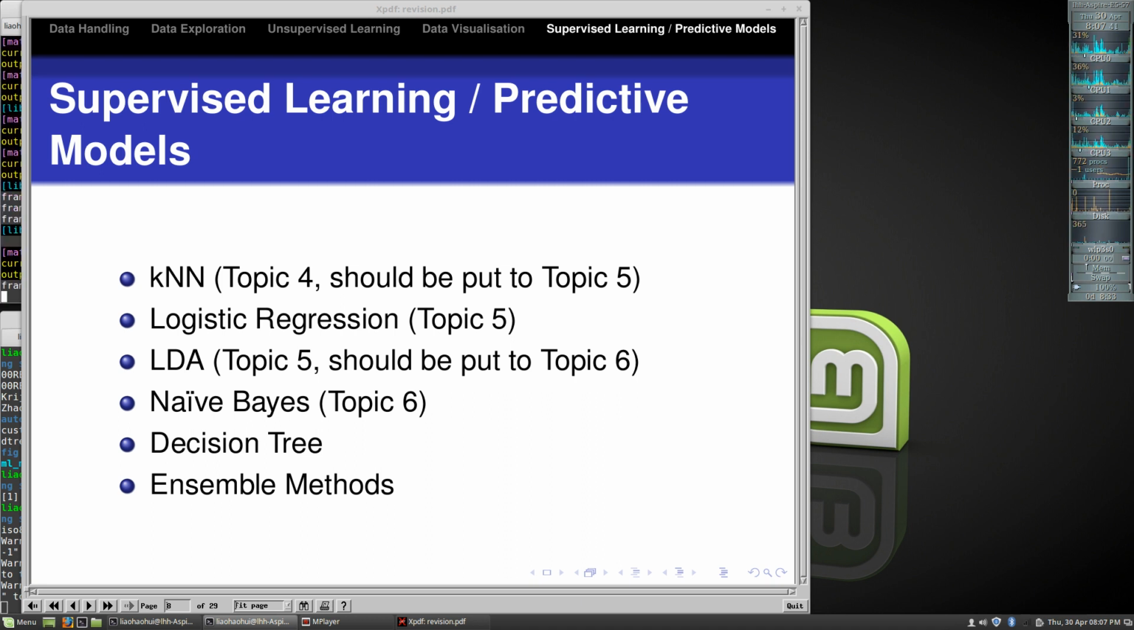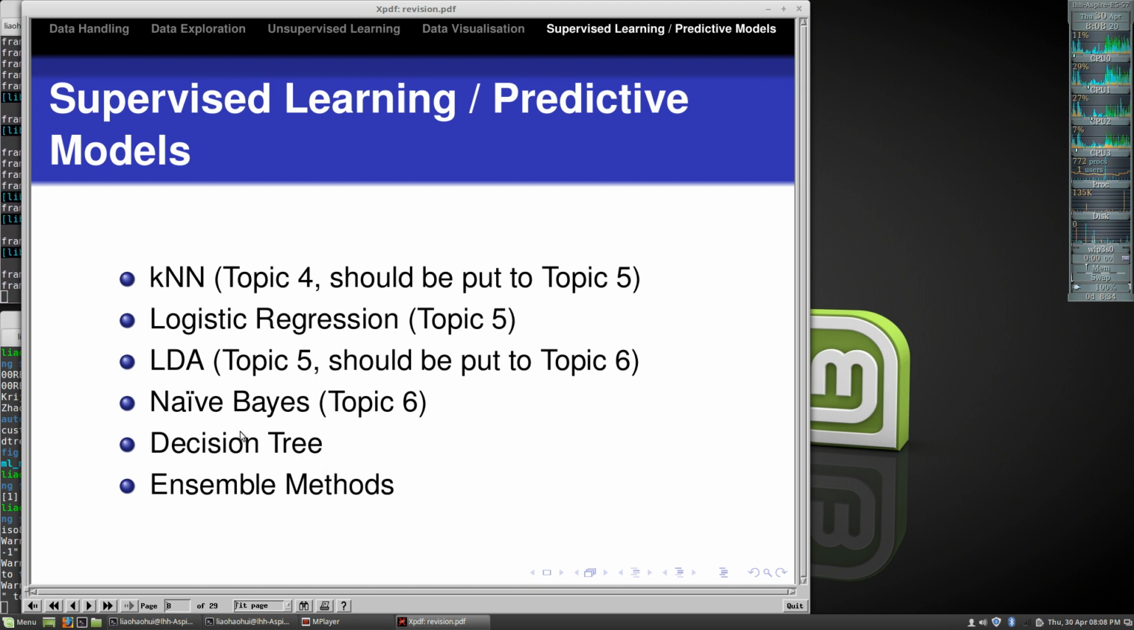Okay, now let us continue with the revision on supervised learning or predictive models. The first predictive model we learn is actually the k nearest neighbor in topic 4. Based on the first revision, you should know it should be put in topic 5 as a kind of discriminative model. So logistic regression is also another kind of discriminative model.